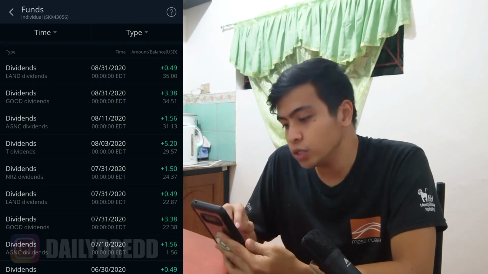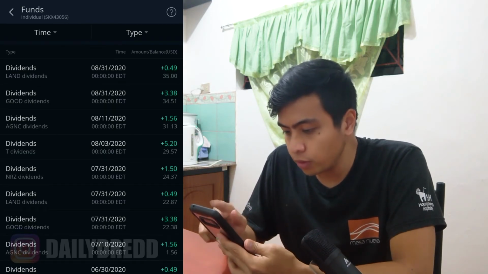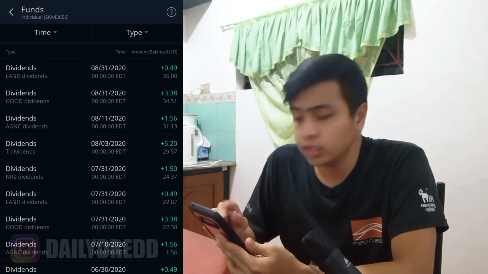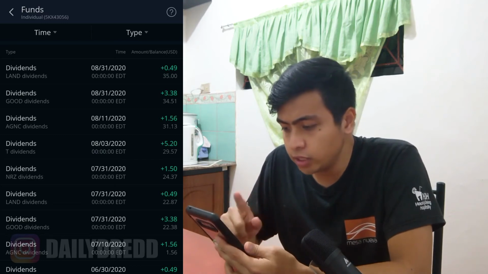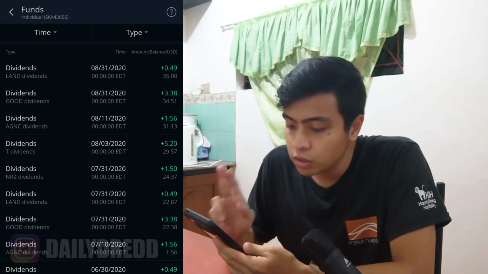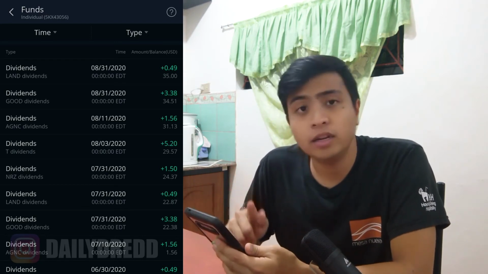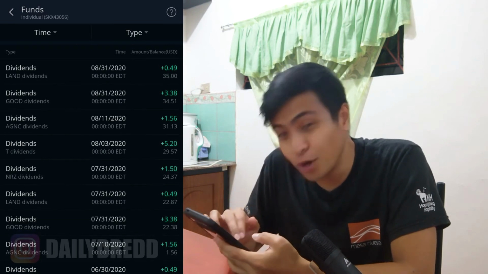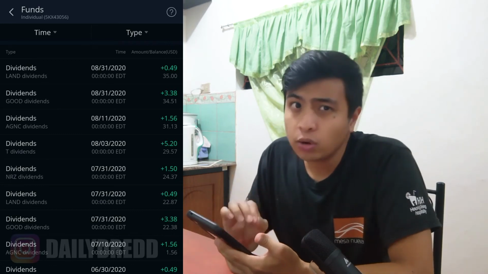Let's go to the funds. You can see there are 4 throughout the month of August. First one is on the 3rd with AT&T, that's $5.20. The next one on the 11th, AGNC with $1.56. And then the last 2 are good on the 31st with $3.38, and then land with 49 cents as per usual. If we total everything together, what I've earned here on Webull is around $10.63.